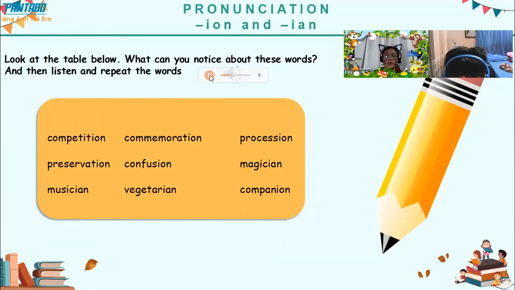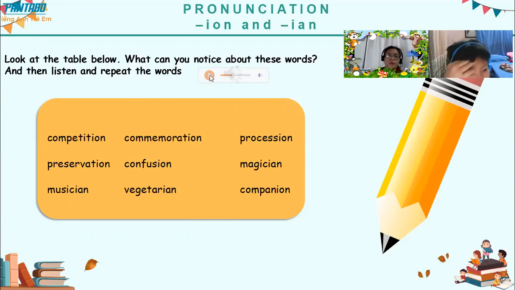Procession. Procession. Procession. One more time. Procession. I think that is because of your praise. It's okay. Okay. All right. Next.